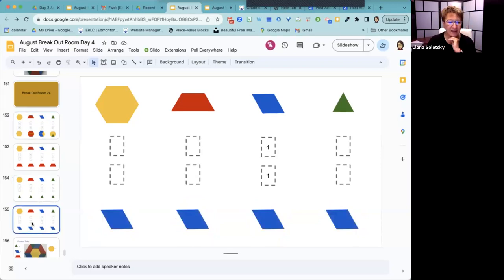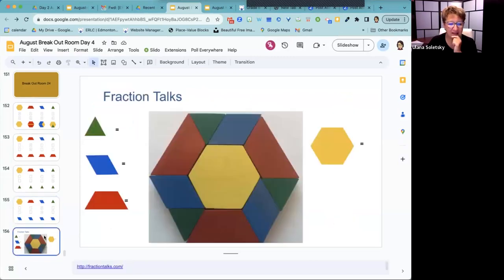In slide number 4, the blue is the 1. If the blue is the 1, please name the other pieces. And then once you finish those 4, you'll go to the 5th slide. The 5th slide is this. The entire picture is 1.